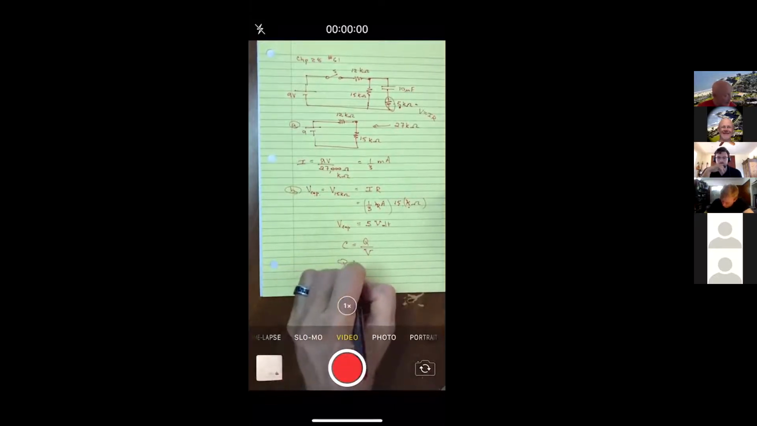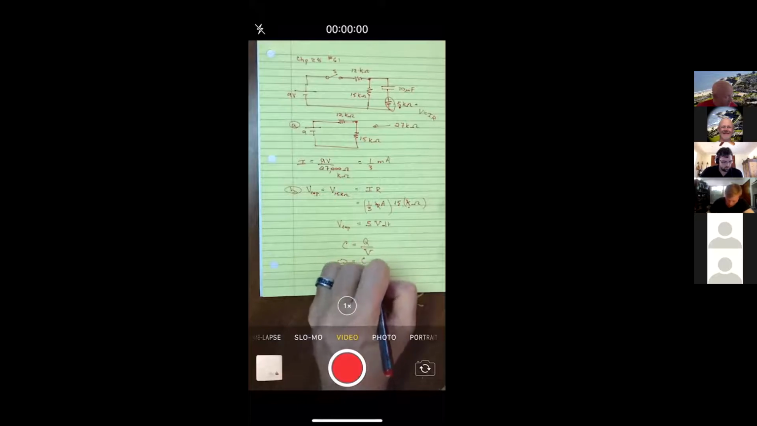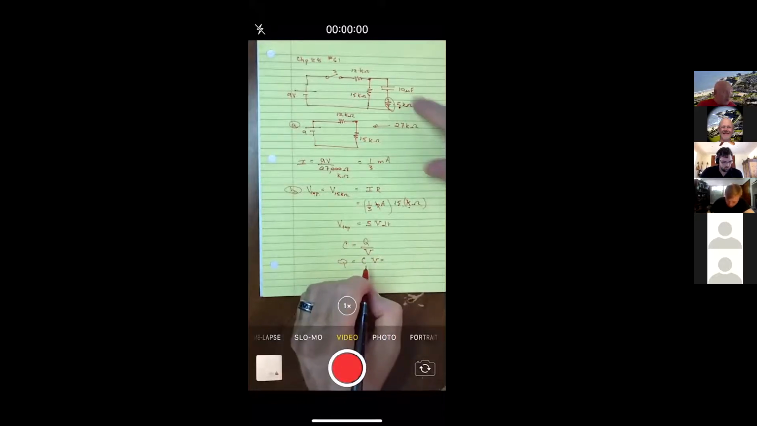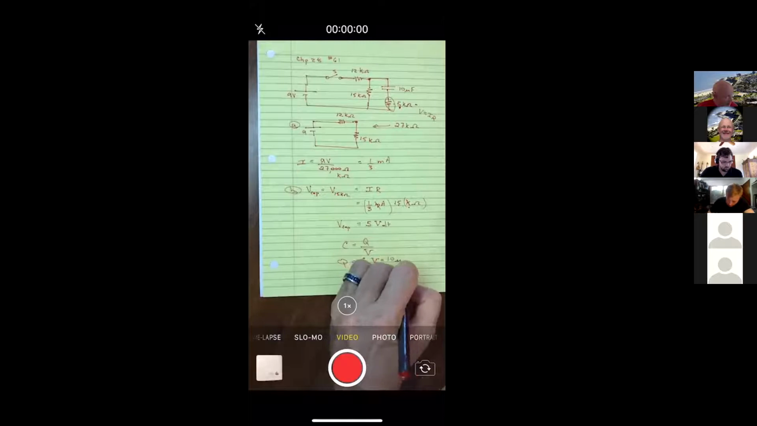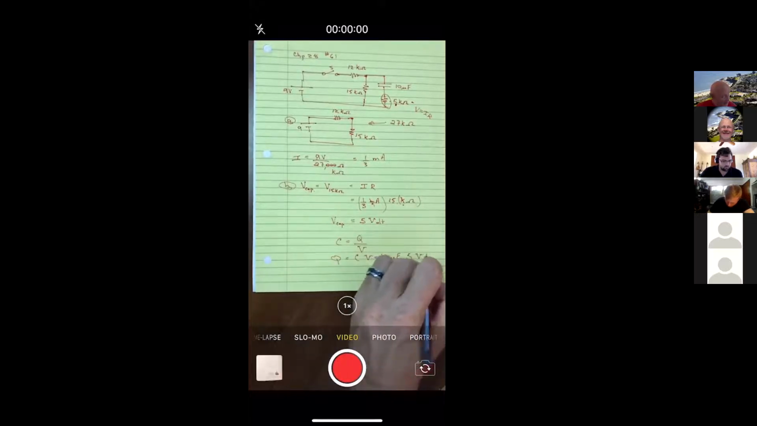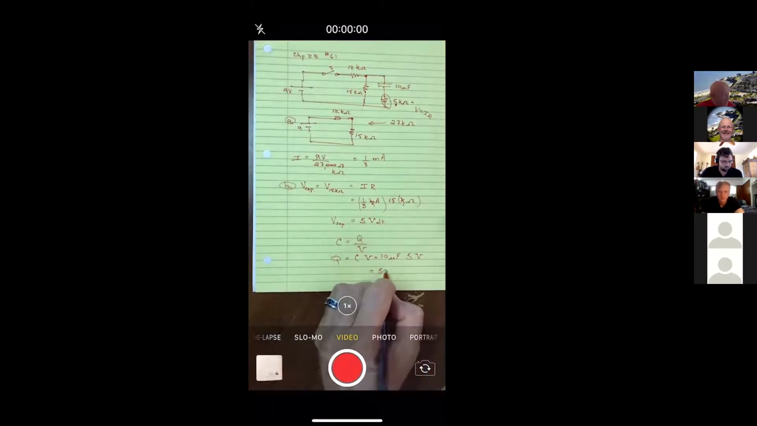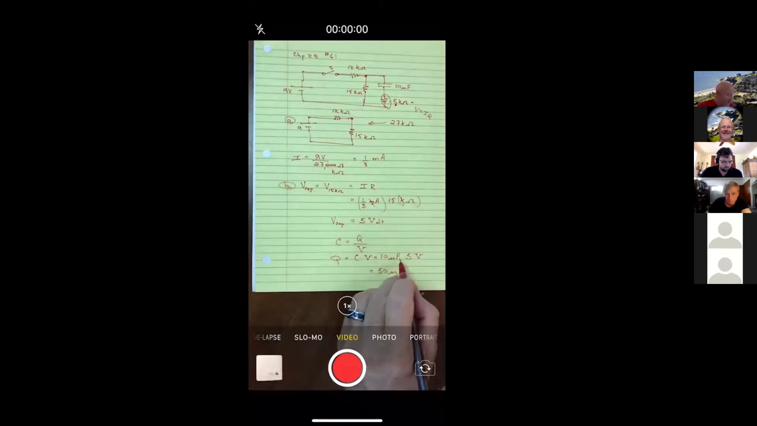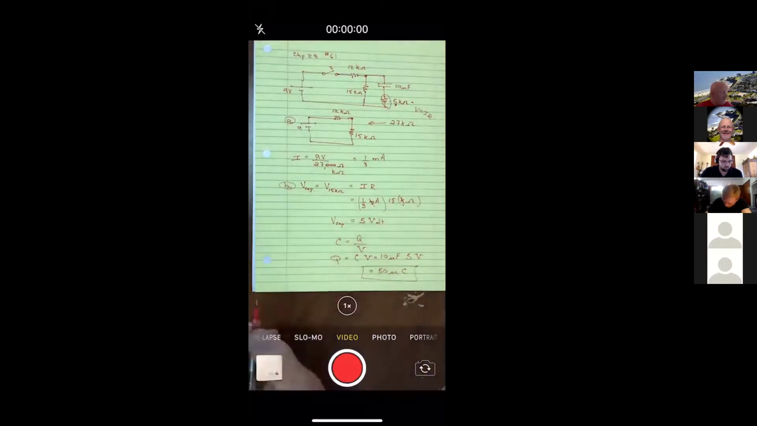And that's what we're asked in this problem, to find the charge Q on the capacitor. So it would be the capacitance times the voltage. The capacitance is 10 microfarad, and the voltage we just did is 5 volts. And of course, a 10 times a 5 is a 50. I'll just leave micro alone, but a farad is a coulomb per volt. So we have a charge of 50 microcoulombs.